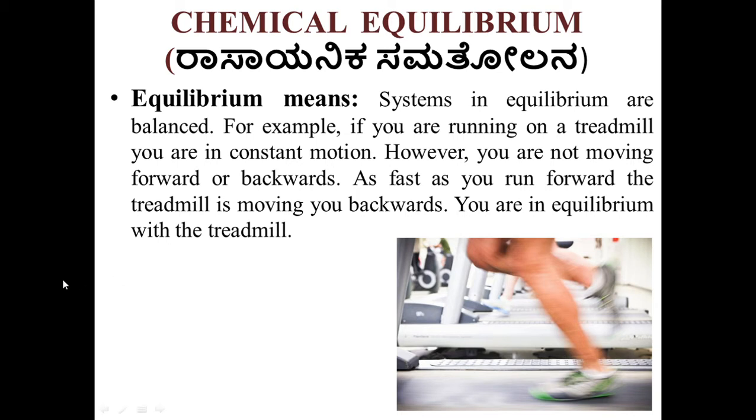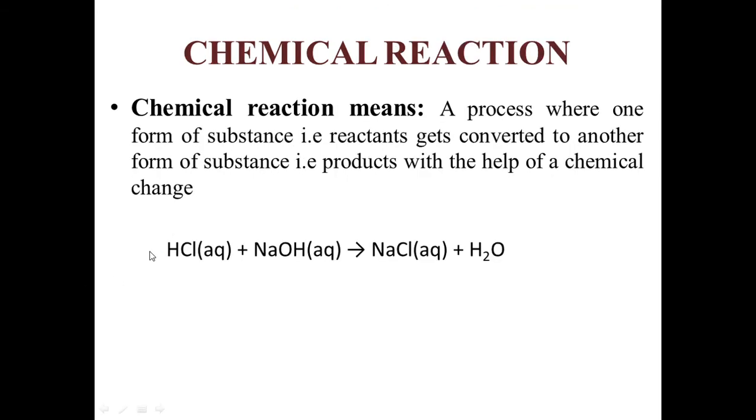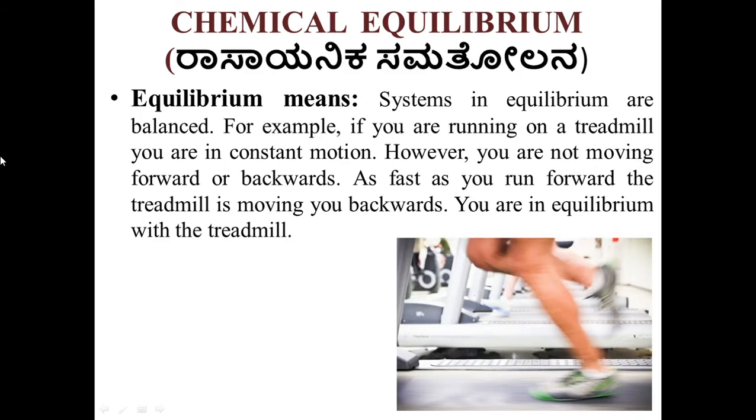Next, we will see the meaning of chemical. Chemical means chemical reaction. It means a process where the reactants get converted into products with the help of a chemical change. That is called a chemical reaction. For example, HCl reacts with NaOH, gives NaCl plus H2O. This is the meaning of chemical equilibrium.